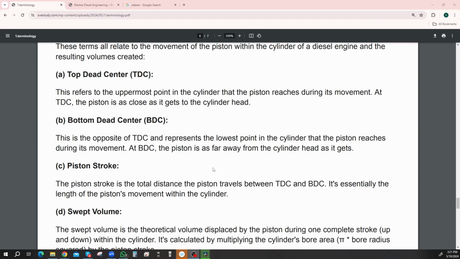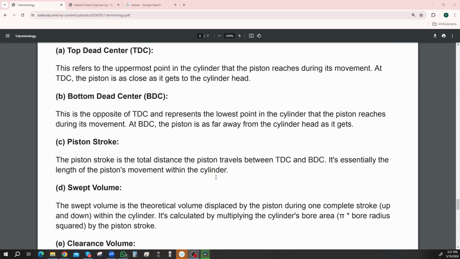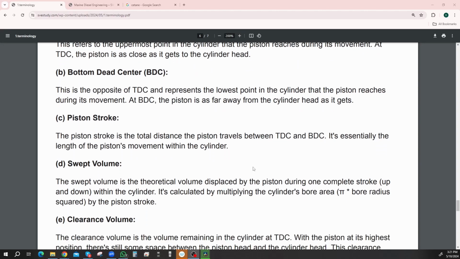The piston stroke is the total distance that the piston travels between the top dead center and the bottom dead center, essentially the length of the piston's movement within the cylinder. Yeah, so I was going to say the length of the piston arm, but it's not quite. It's the length of the piston stroke.